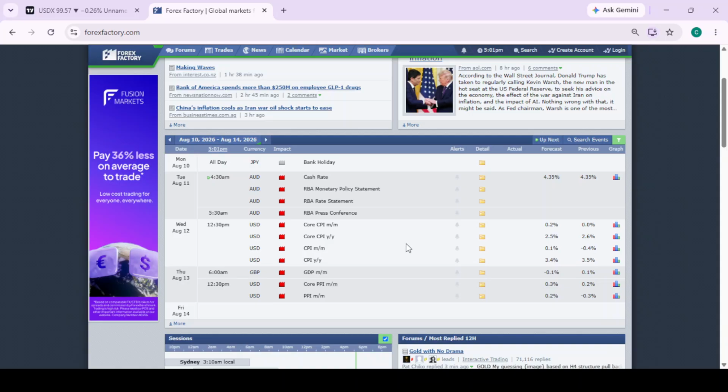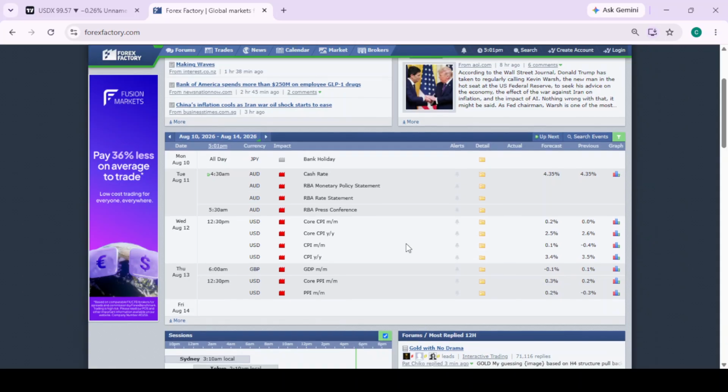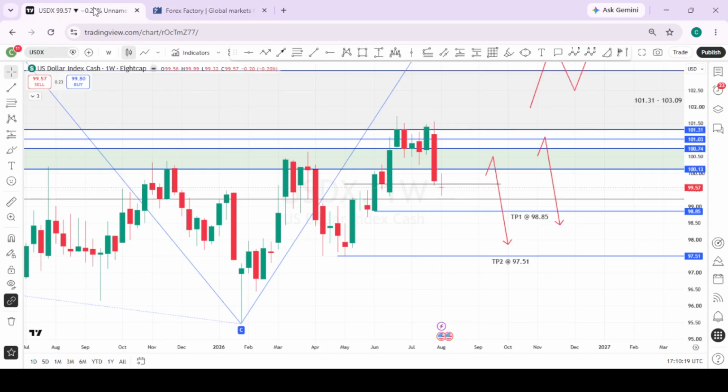And on Wednesday we're going to have the CPI for USD, and also we're going to have GBP's GDP on Thursday, and also the core PPI for USD on Thursday as well. On Friday there's no high impact news. So let's see what we have for the coming week.